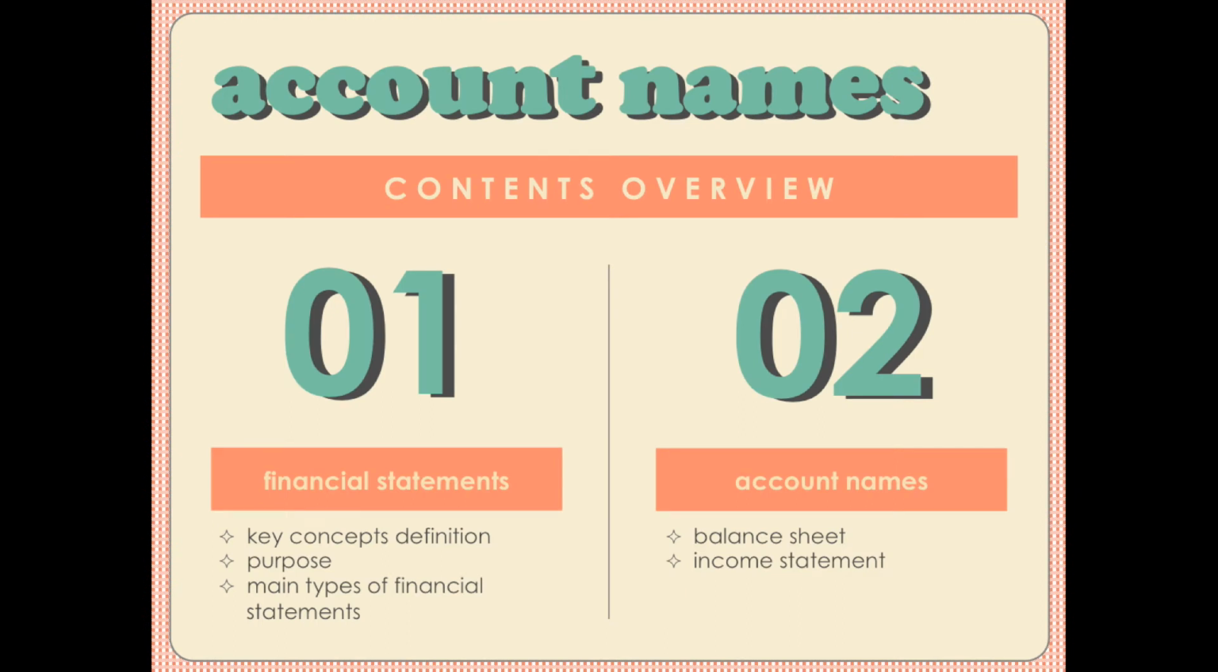Our lesson today is divided into two main parts. First, we'll have a brief overview of the financial statements. We'll start off by defining some key concepts, then understanding the purpose of producing these reports, and finally talk about the main types of financial statements. Then we'll move on to the second part, which covers the most common account names used in accounting. We'll start with the account names presented in the balance sheet and then proceed to those presented in the income statement.